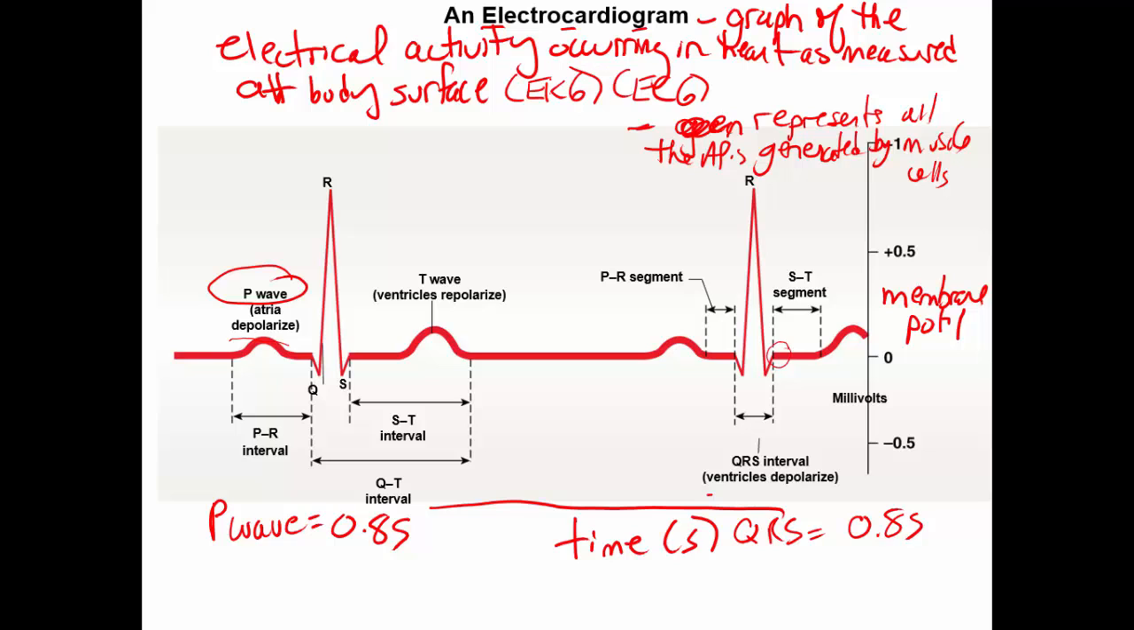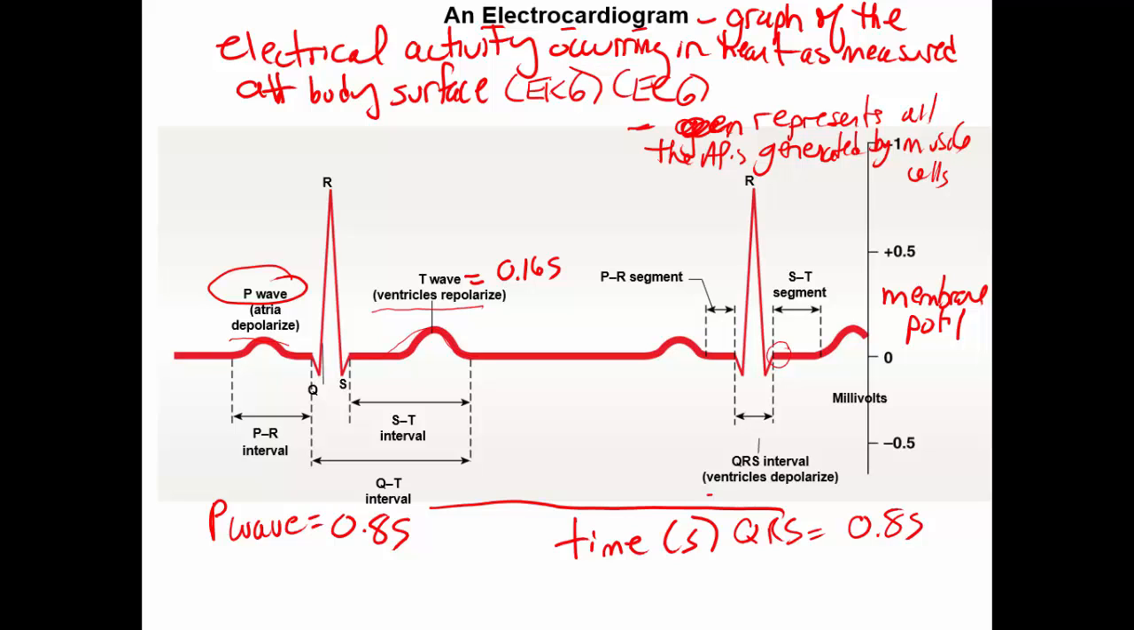And lastly, the third wave is the T wave. The T wave measures all the action potentials as the ventricles repolarize. And the time for the T wave is about 0.16 seconds. So this is pretty characteristic. In addition, there are intervals and there are segments that can be measured. And the segments and the intervals give you additional information about what's going on with the heart.